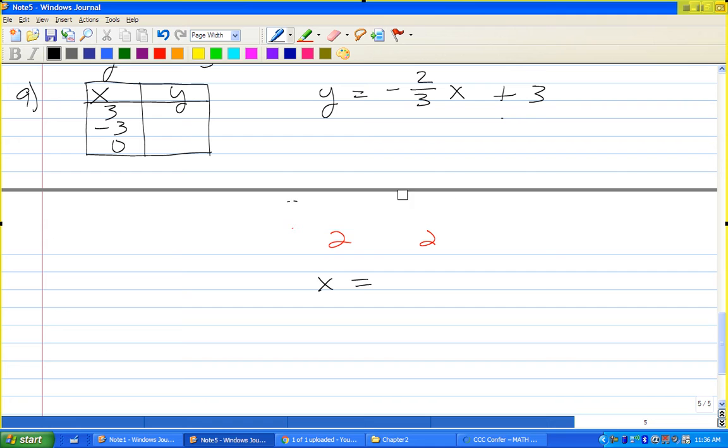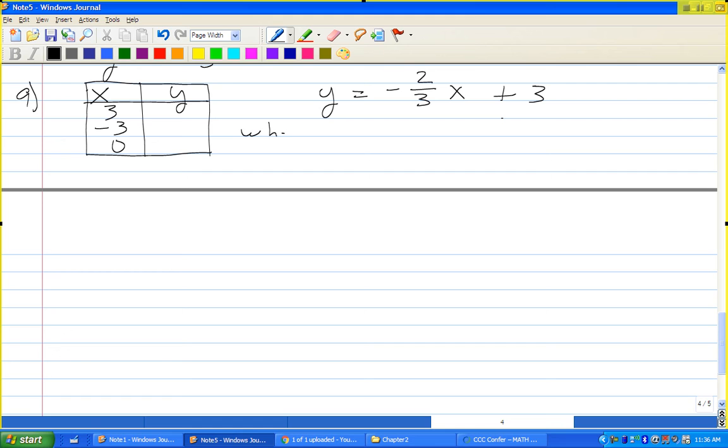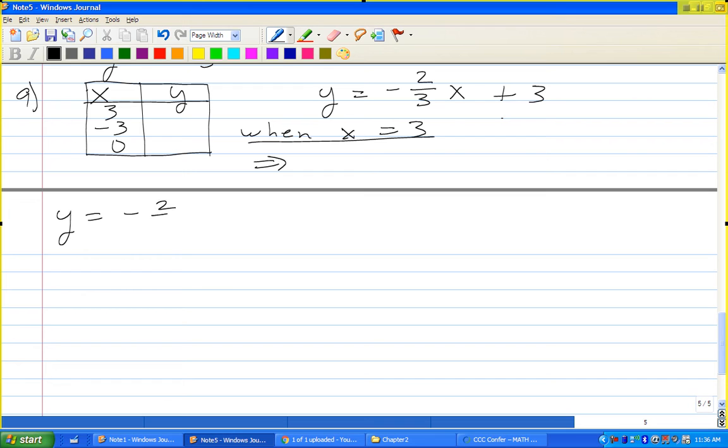I'm plugging in x. Let's see what happens when x equals 3. Well then, I get y is equal to negative 2/3 times 3 plus 3. The 3's cancel. And so I get negative 2 plus 3, which is just 1.